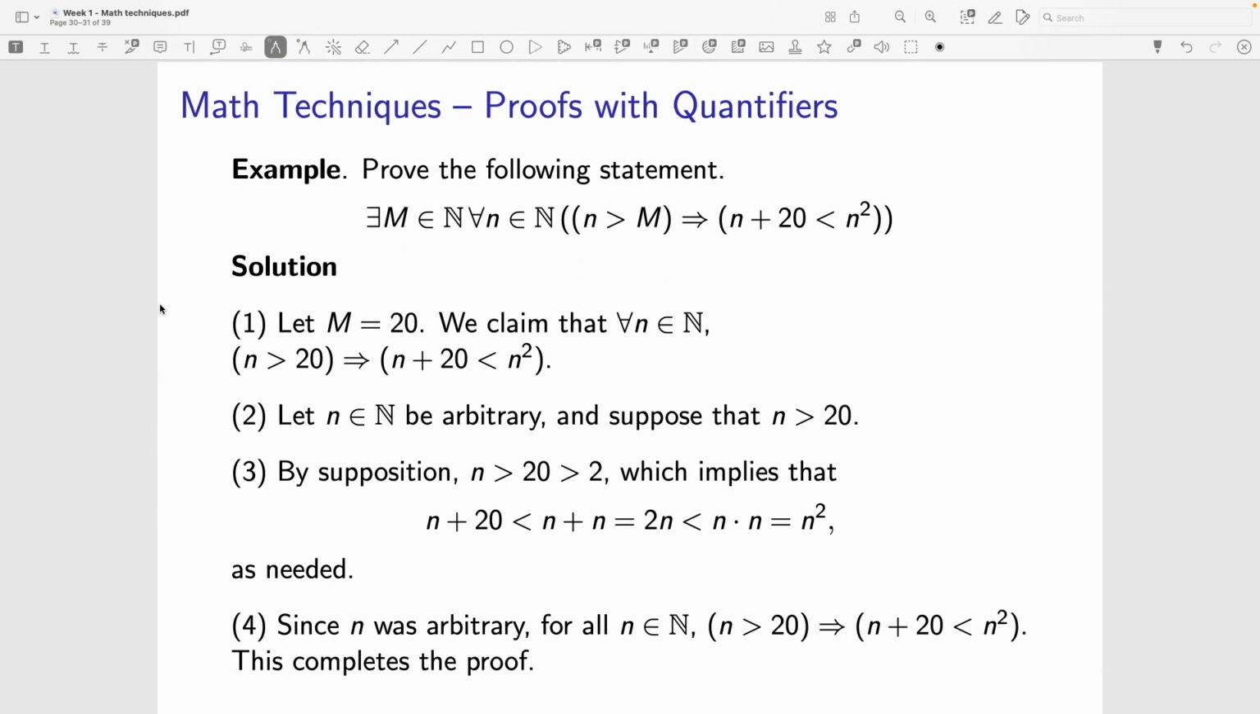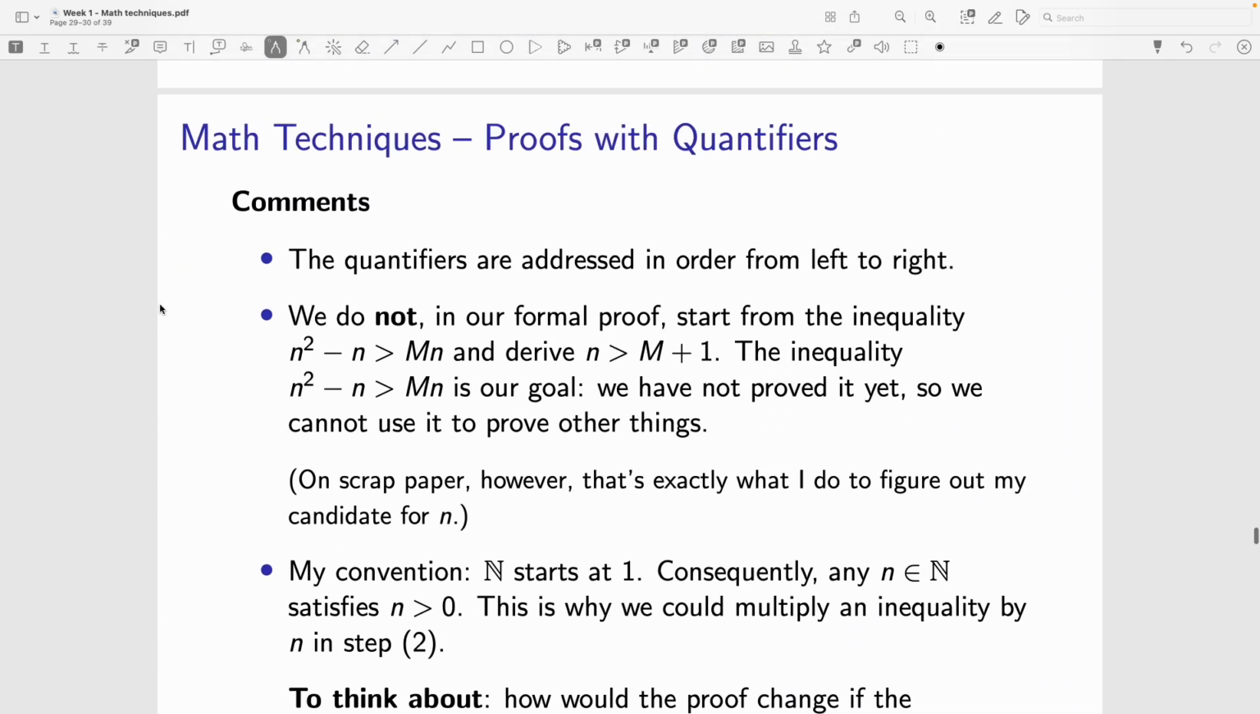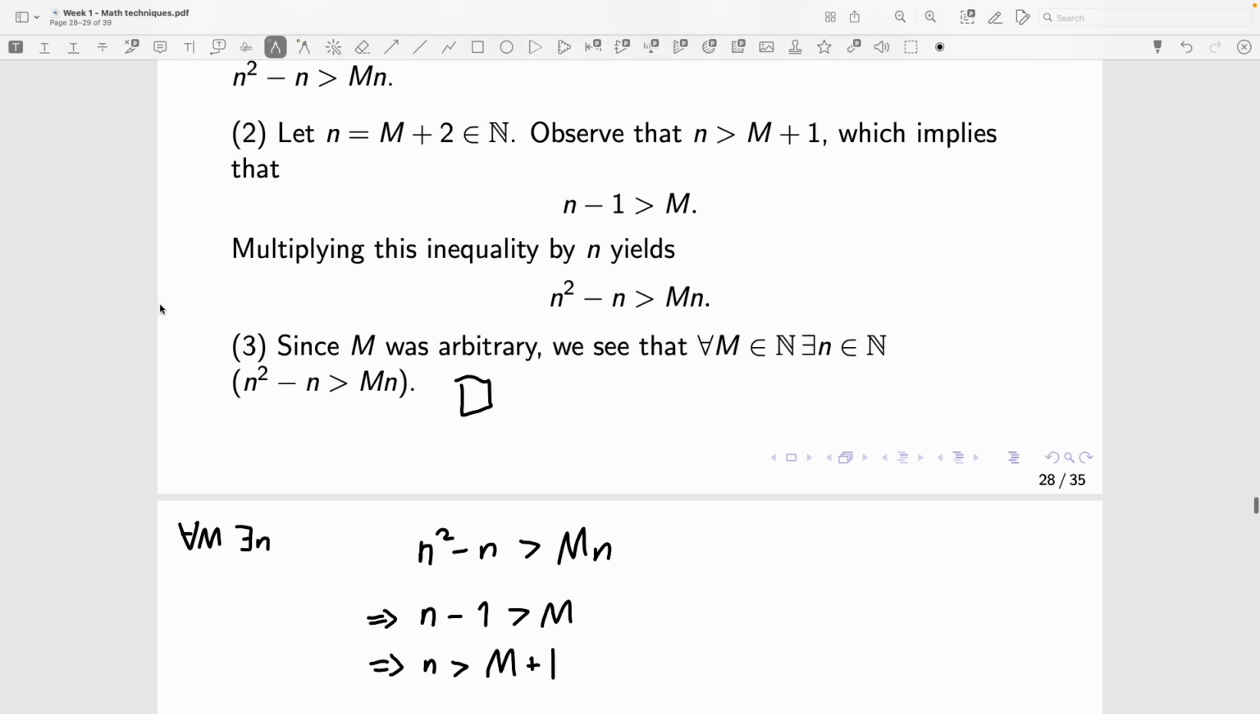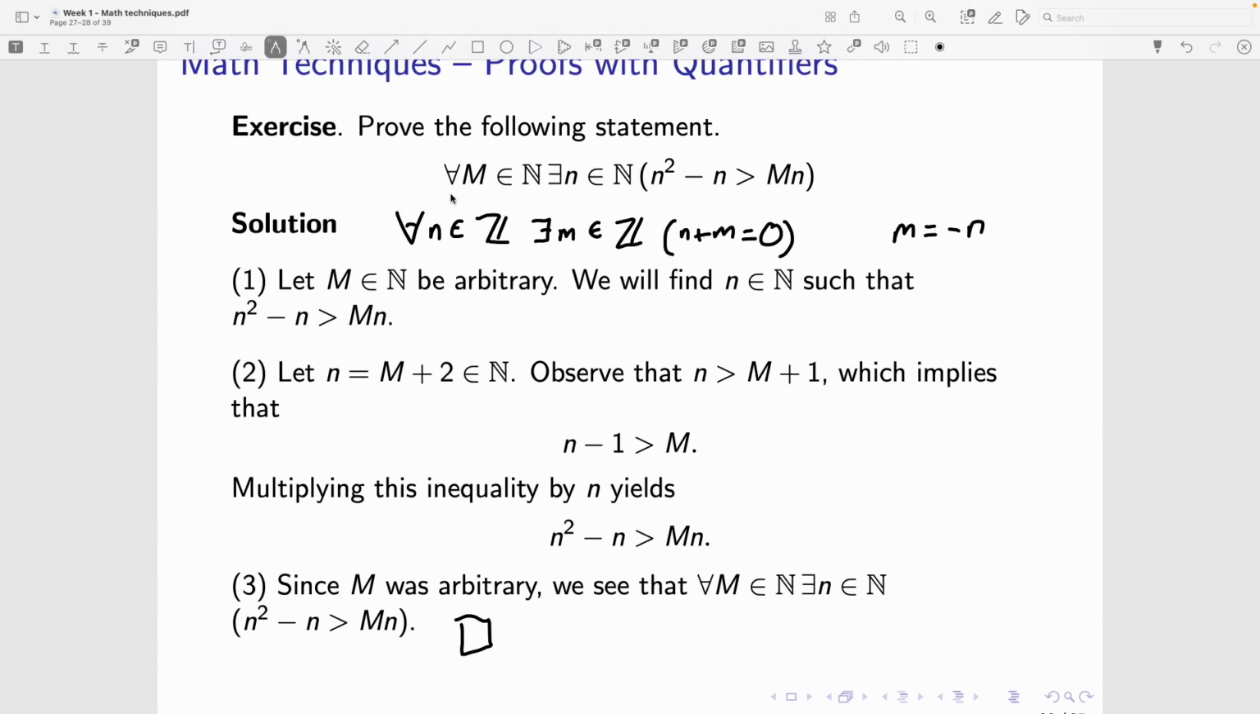Okay, this is getting good now. Oh, and the previous slide also says something that's important here. Quantifiers are addressed in order, left to right. So previously, we had for all m, there exists n. That meant m was totally arbitrary, couldn't assume anything about it. And then we defined n in terms of m.